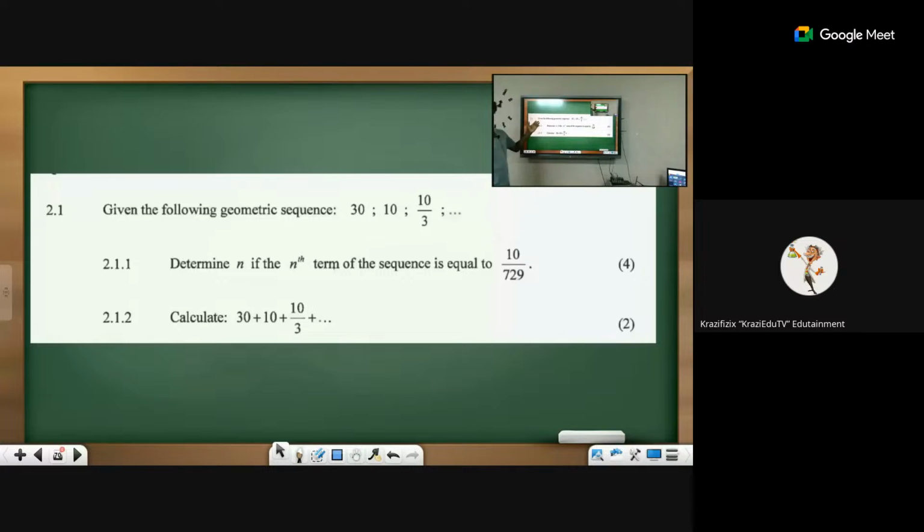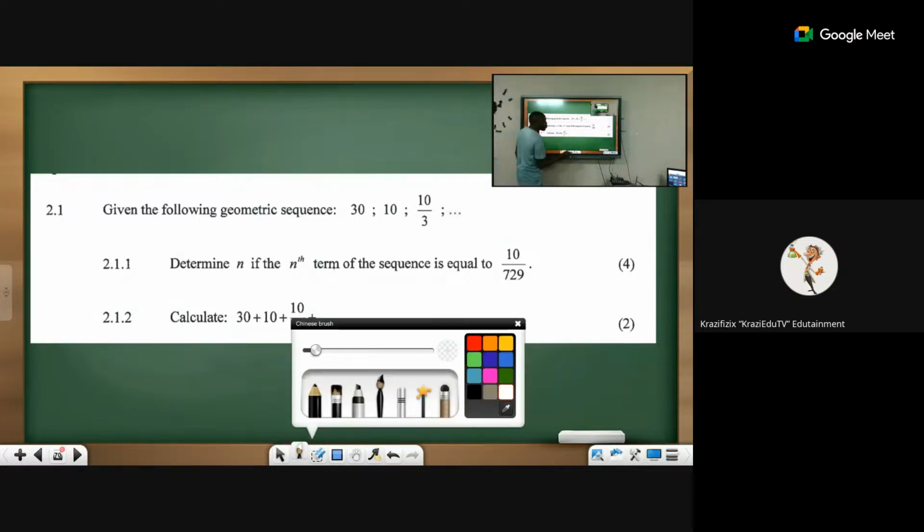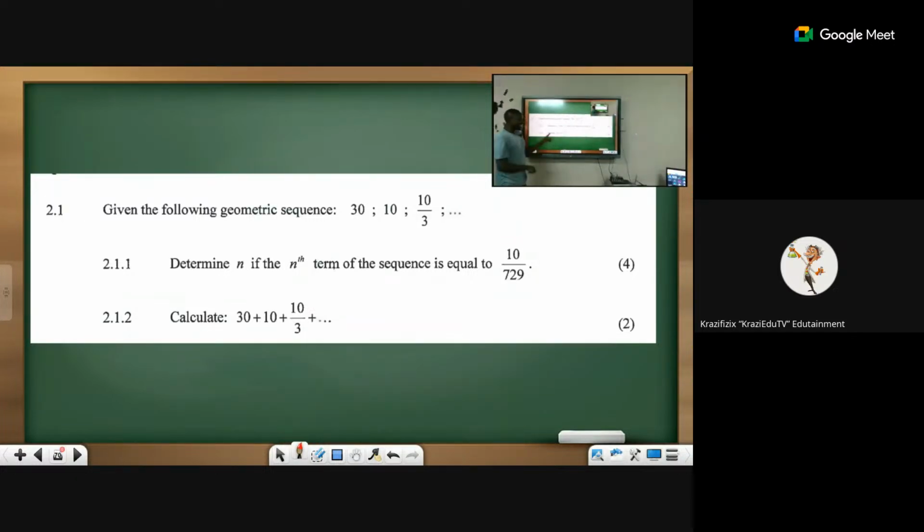This one is very straightforward. Determine n. It's a geometric. You can already see your ratio is 1/3. Calculate. Can you see this one? What formula are you going to use for 2.1.2? They said 30 plus 10 plus 10/3 plus 3 dots. What is that telling you? Infinity. This is infinity. So no one is going to give you that word. So here I know I'm dealing with S infinity equals A over... Can you see it's 2 marks? You know your A, already you know your R. Throw that in.